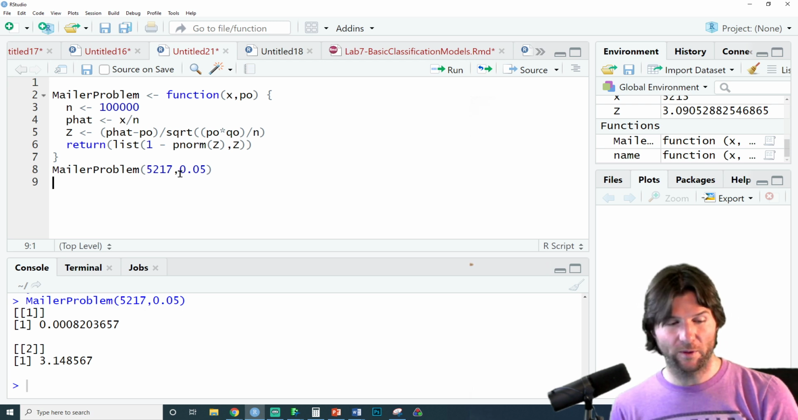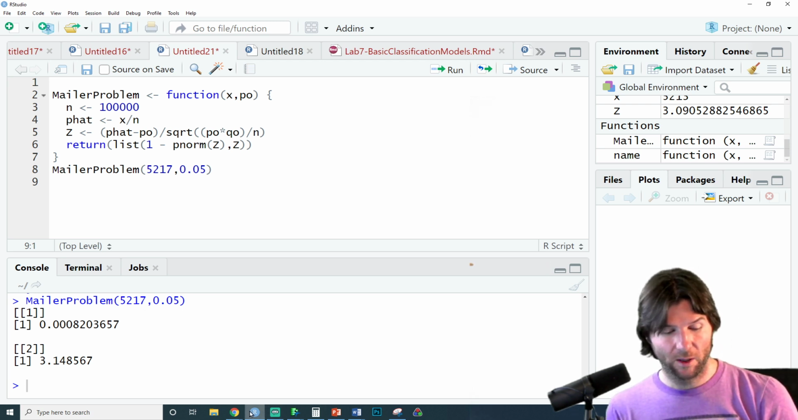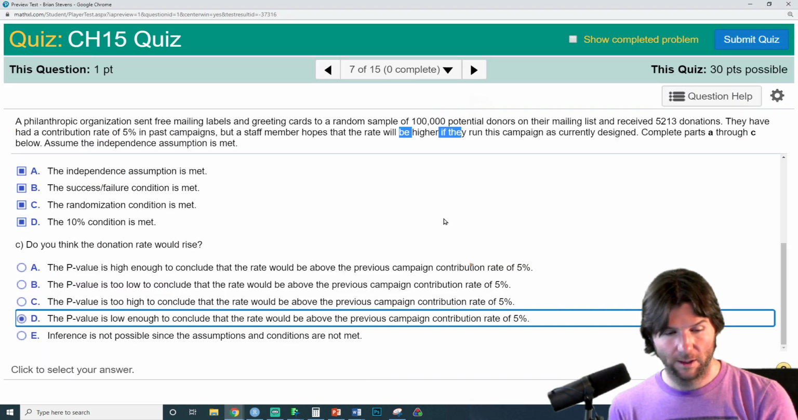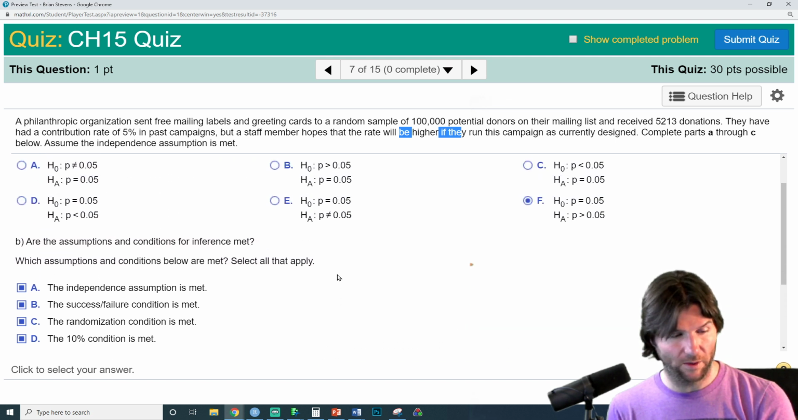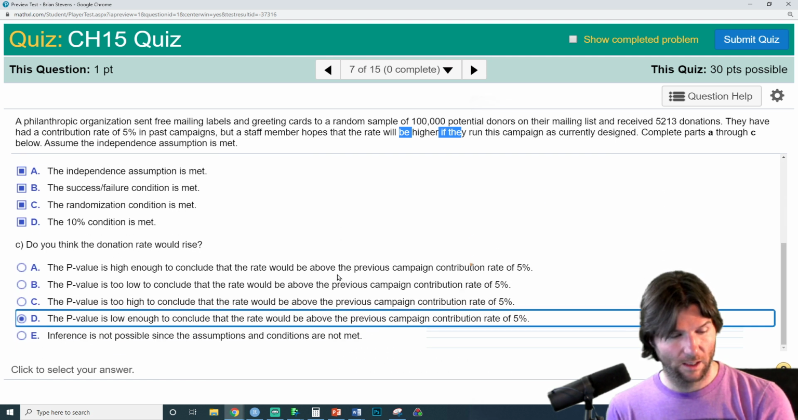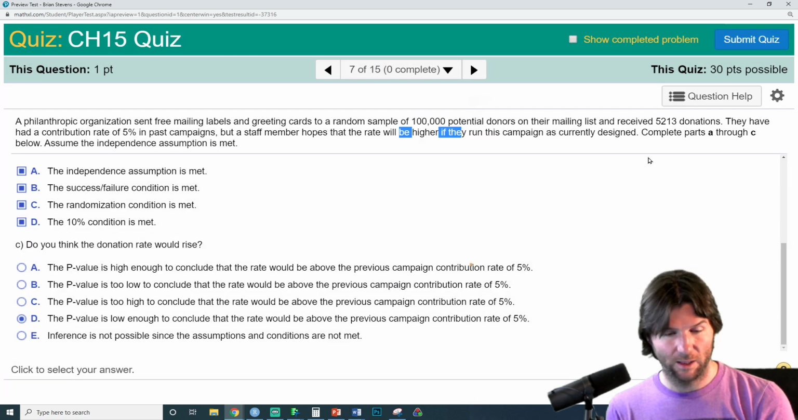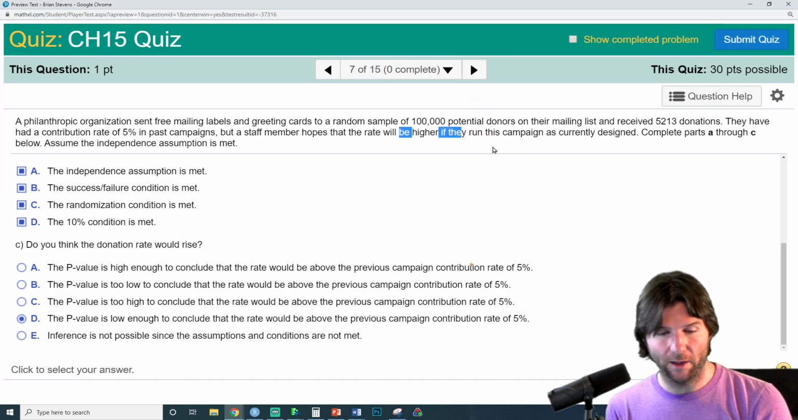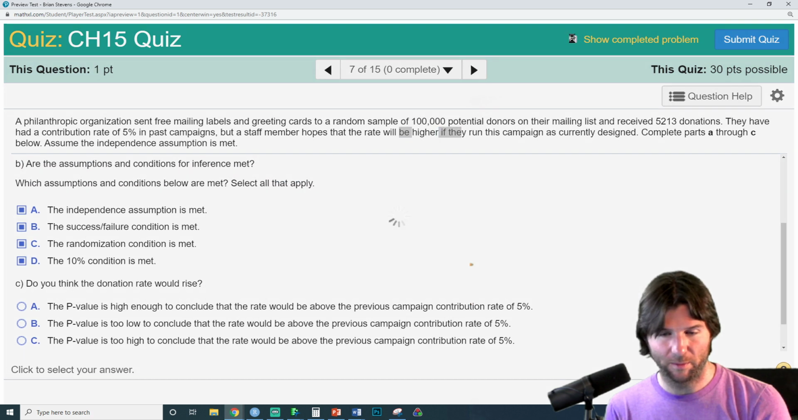So this is why I love coding, because if anyone else does the problem, we can literally go back to here, and so we should have this right. The p-value is low enough to conclude that the rate would be above the previous campaign. We meet all the conditions. We got the right stuff, and we did it. So I don't think everyone solves out everything in this question. It kind of bums me out.